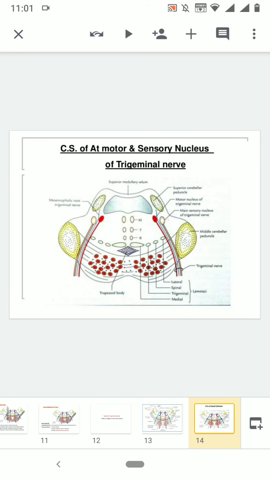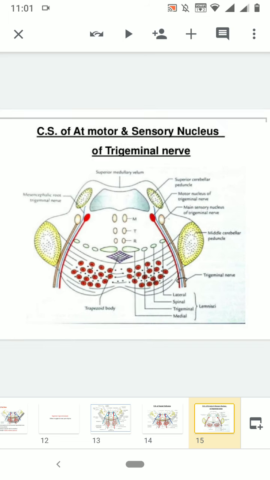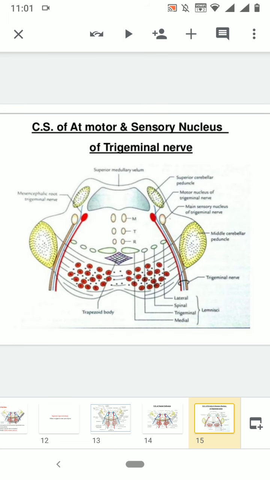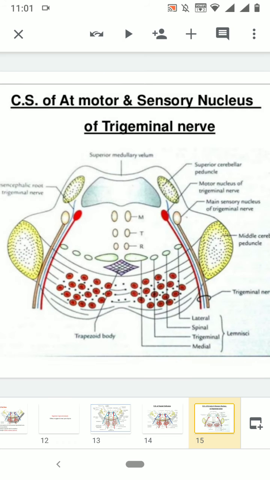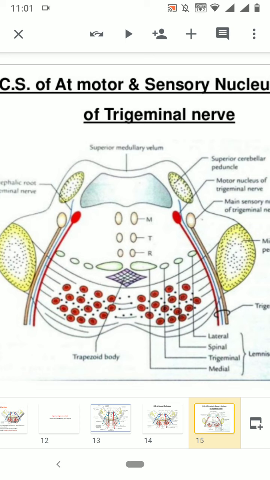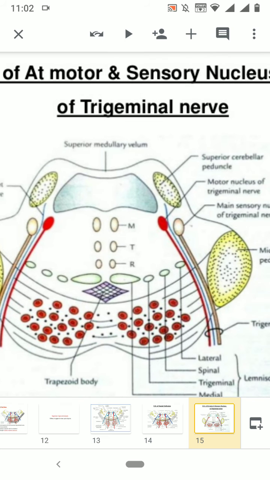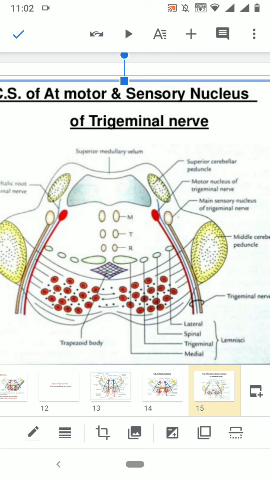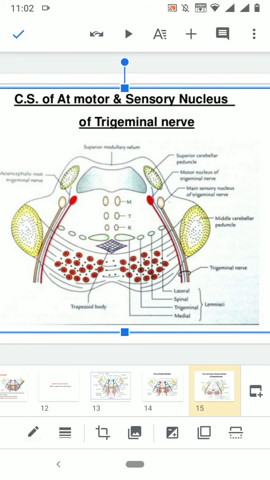Okay, now let's go to the slide which is at the upper level, that is at the level of the motor and the sensory nucleus of the trigeminal nerve. So you can see the motor nucleus, the sensory nucleus of the trigeminal nerve, and the formation of the trigeminal nerve at this level. You cannot see the facial nerve nuclei anymore, neither the abducent nucleus, neither the vestibulocochlear nuclei, but we can see a part of the superior cerebellar peduncle. Definitely the middle cerebellar peduncle is seen very well, and the trigeminal nerve is coming out between the middle cerebellar peduncle and the basilar part of the pons.